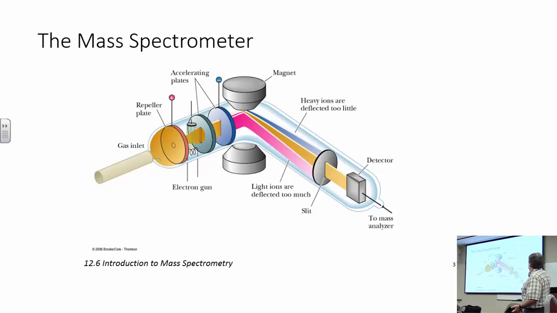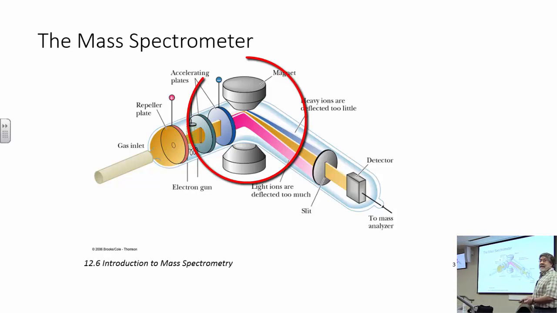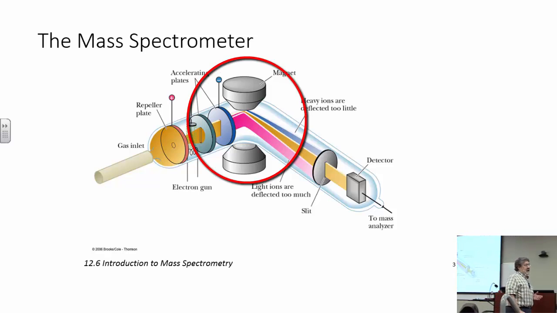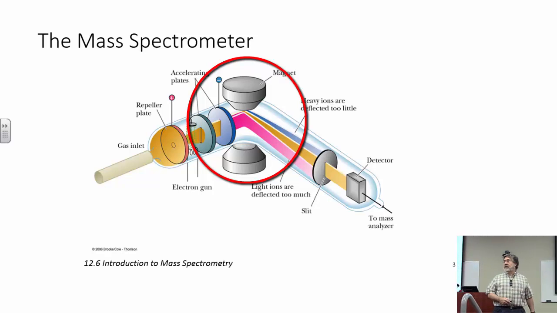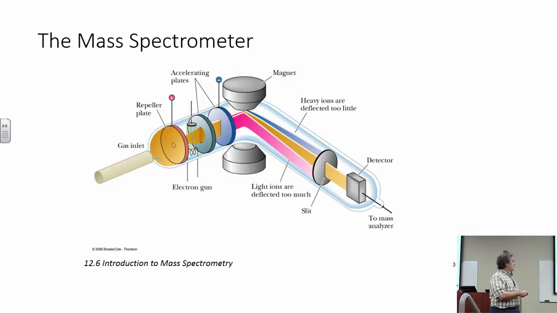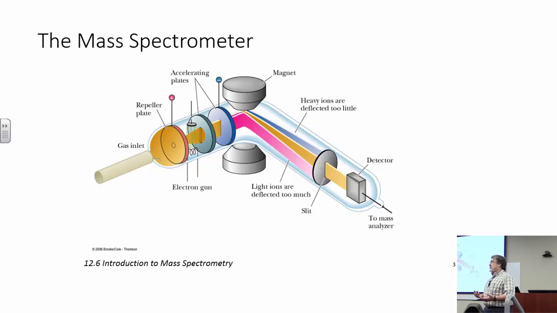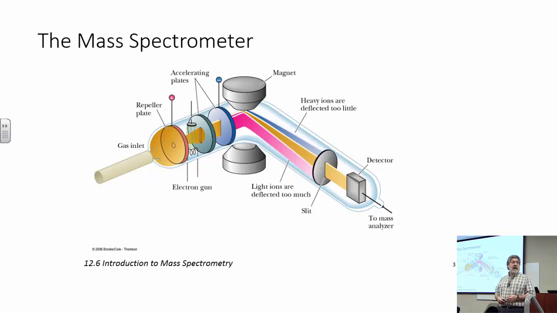That's what's happening here. These two disks are labeled magnet. So it hits the magnetic field, and the magnetic field causes a deflection in the trajectory of the ions. And that's based on the strength of the magnetic field and the momentum that the ion has, right? More momentum means deflected less. Less momentum means it's deflected more.